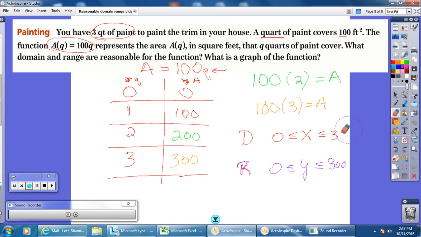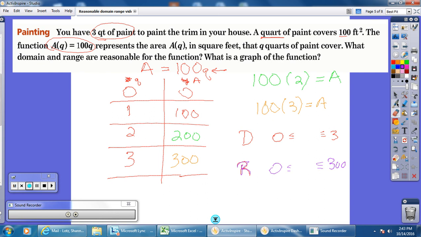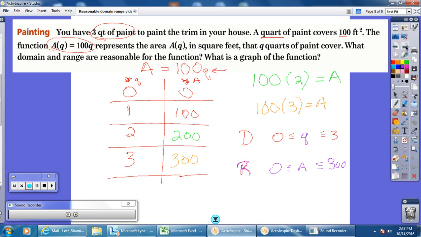And here, for X and Y, technically, I should be using Q for quarts and A for area. So there's my reasonable domain and range right here. Okay, this is how you find out what your reasonable domain and range is. Let's go to the next one.